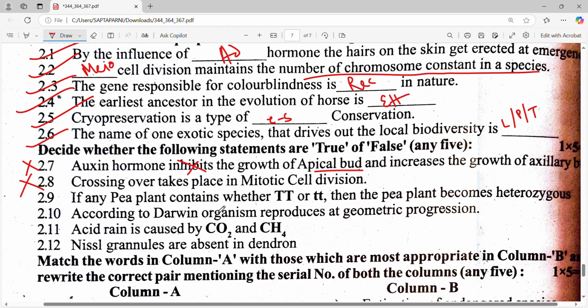If any pea plant contains either capital T or small t, then the pea plant becomes heterozygous. No, it is also incorrect. Then the pea plant becomes homozygous, not heterozygous, because both the alleles are the same, right? According to Darwin, the organism reproduces at geometric progression. Correct. Acid rain is caused by carbon dioxide and methane. It is wrong. Then Nissl granules are absent in dendron. It is also wrong. Okay, it is absent in axon, not in dendron.